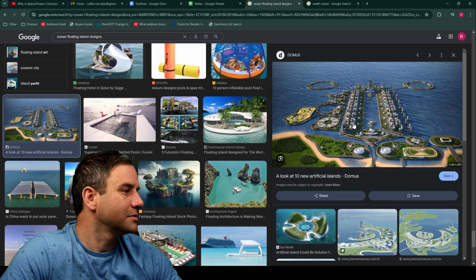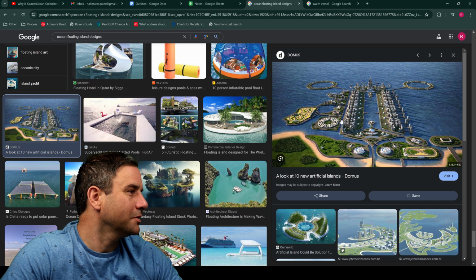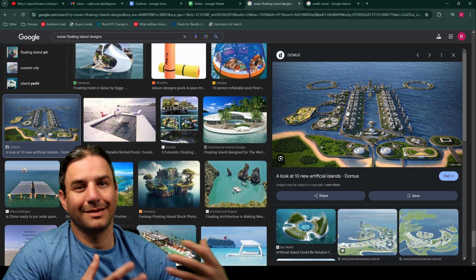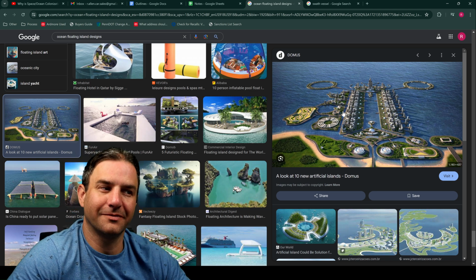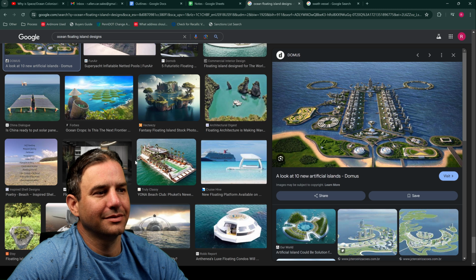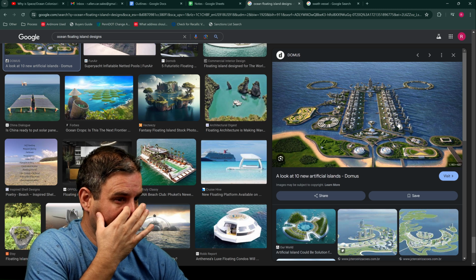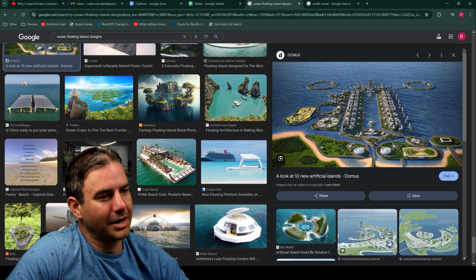What's this? Ah, that's a really nice rendering. Oh gosh, this looks a lot like the islands in Dubai, but those ones are just sand built up. It's not a floating island. And these, I mean, they don't look like they would be practical floating islands.